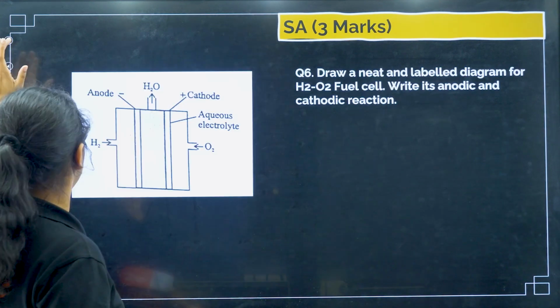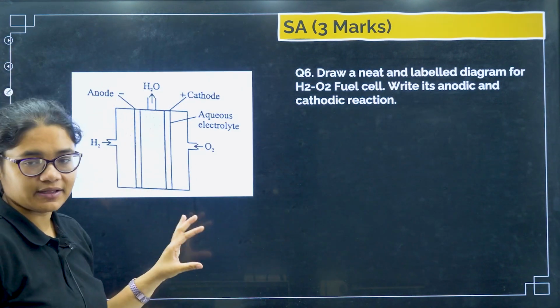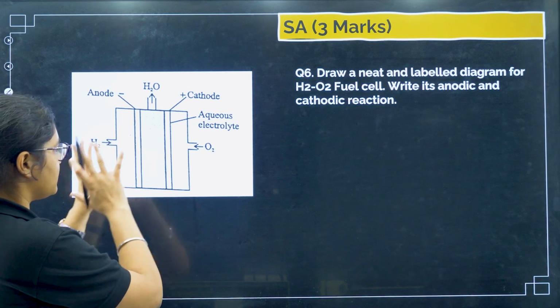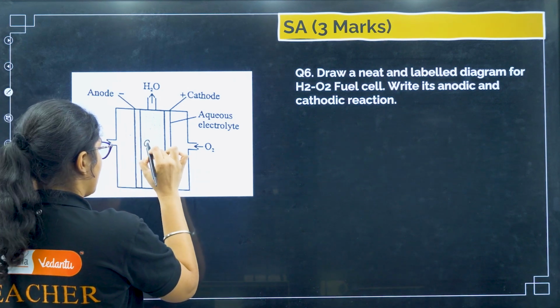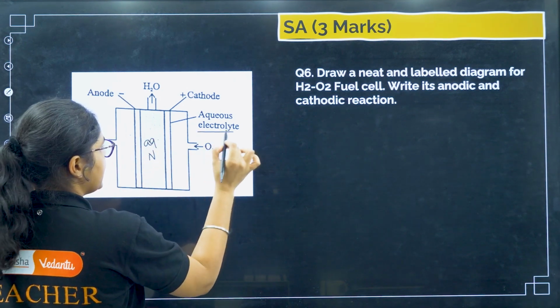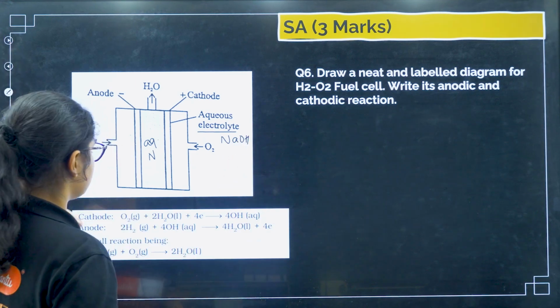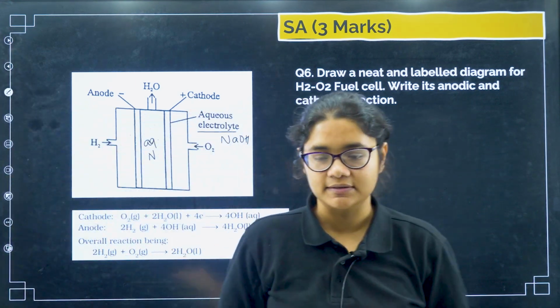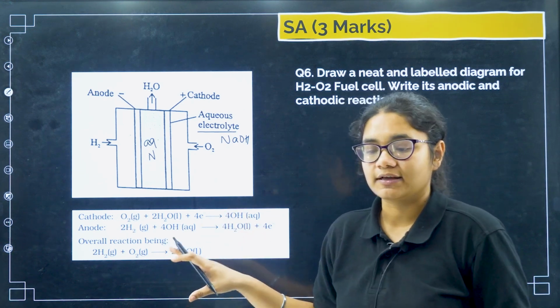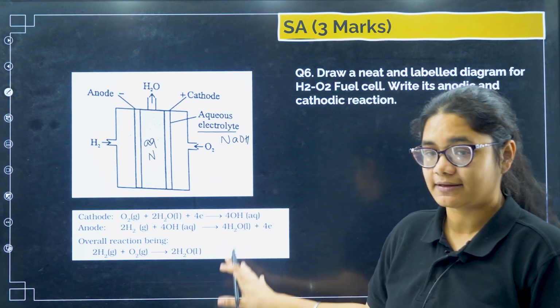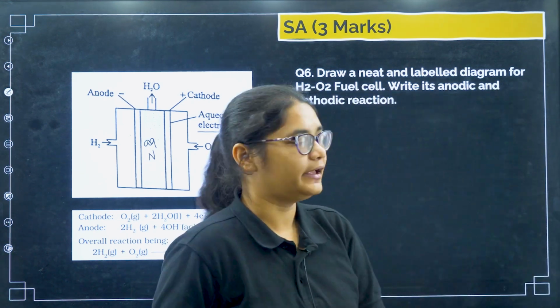Next we have the H2-O2 fuel cell. This diagram is very important. A very simple diagram, but mark it properly. Here you can write aqueous NaOH. The electrolyte is given, basically it is NaOH. Okay, and then you should also write the anode and cathode reactions. Okay, this is important. You have to remember the anode and cathode reactions. Please practice it again and again and then go for the exam.